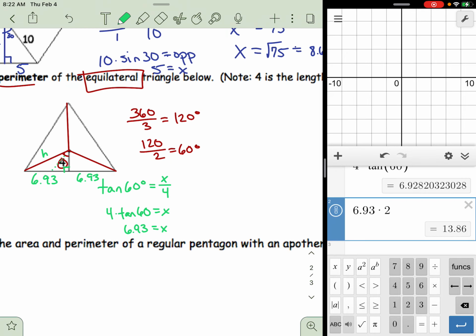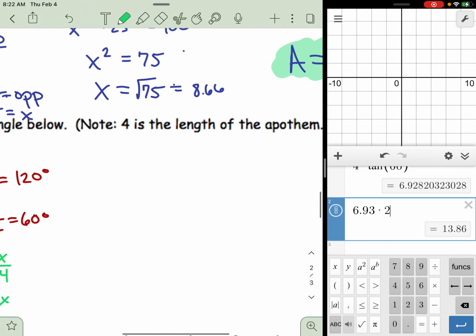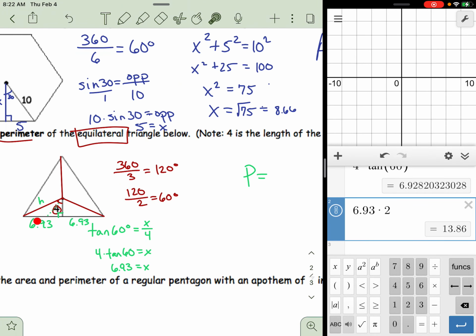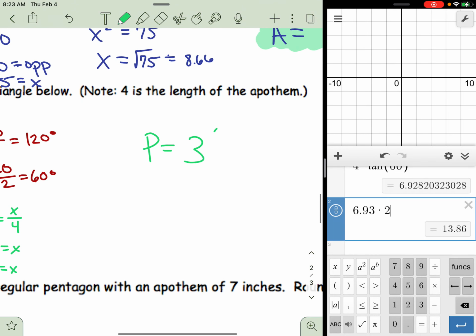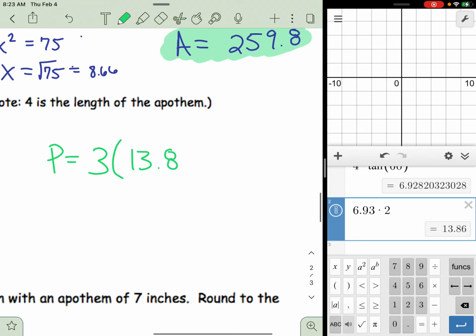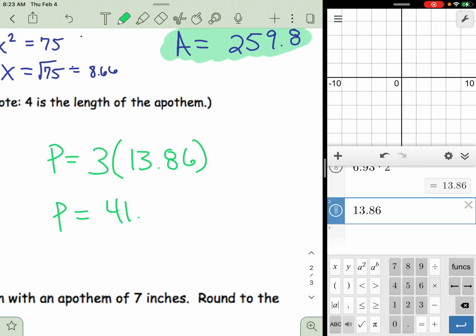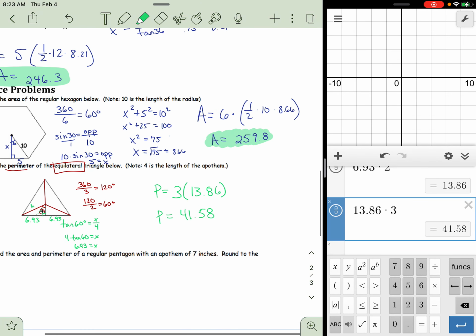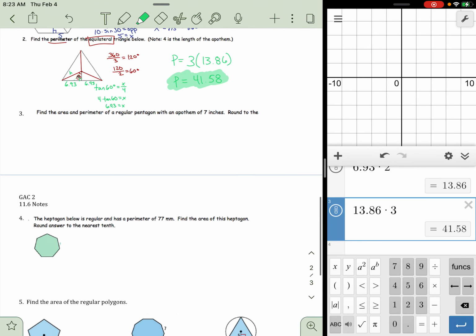So I'm going to double that. 6.93 times 2 gives me 13.86. So if this whole thing is 13.86, well then that one's got to be it, and that one's got to be it because it's an equilateral triangle. So the perimeter is just adding up all the sides. We're not finding the area here. So since there are 3 sides, I'm going to say 3 times one of the side lengths, which we just figured out is 13.86. 13.86 times 3 is 41.58. So that's the perimeter of that shape.